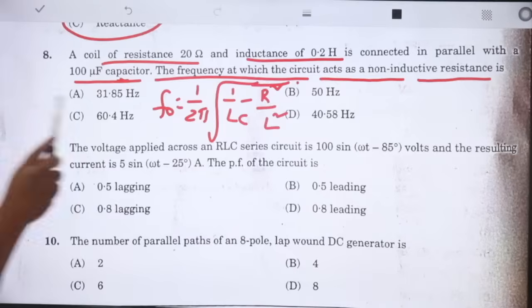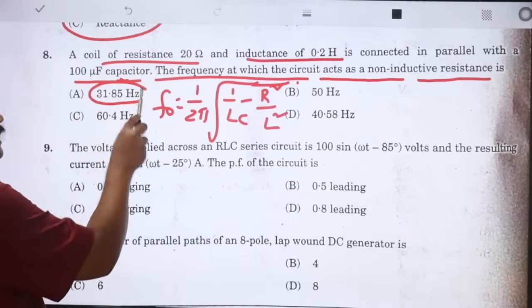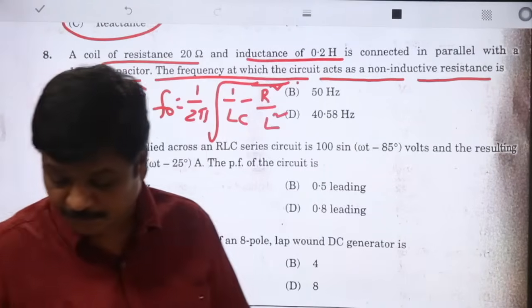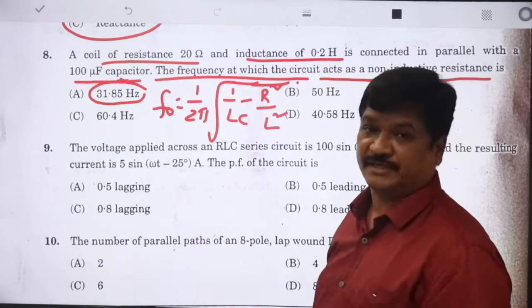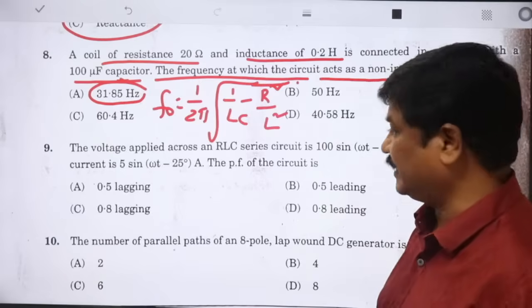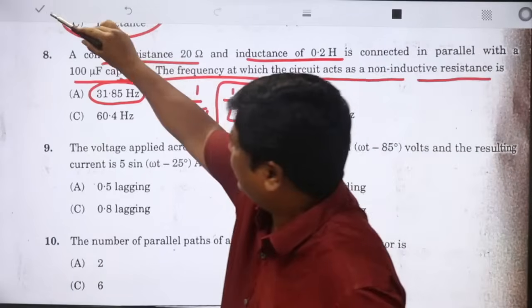31.85 hertz. Because this is the parallel resonance condition. This is the condition for parallel resonance. Next, coming to the next question.